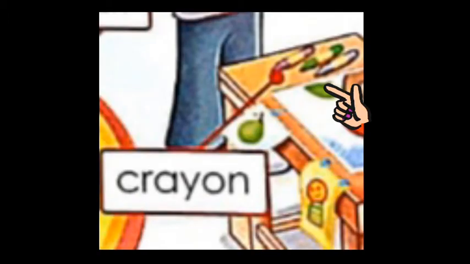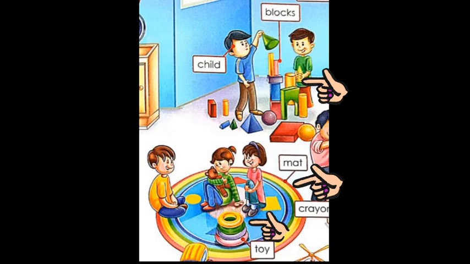These are crayons. They are used for coloring. Toys, blocks and mat. While playing with toys and blocks, you sit on the mat. Now, I will give you one worksheet related to my classroom.